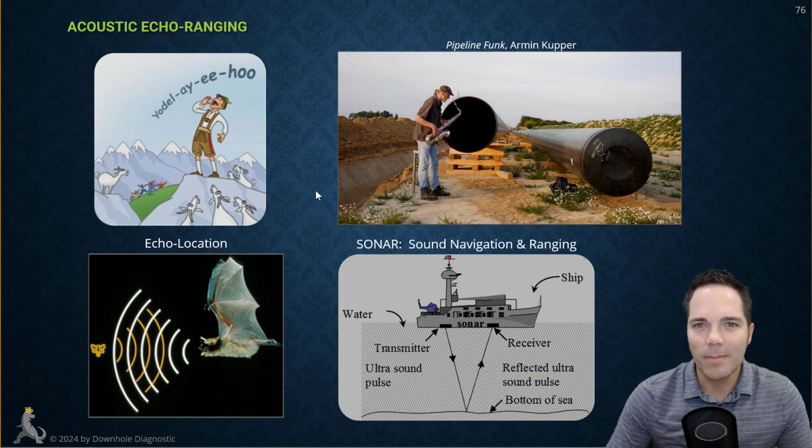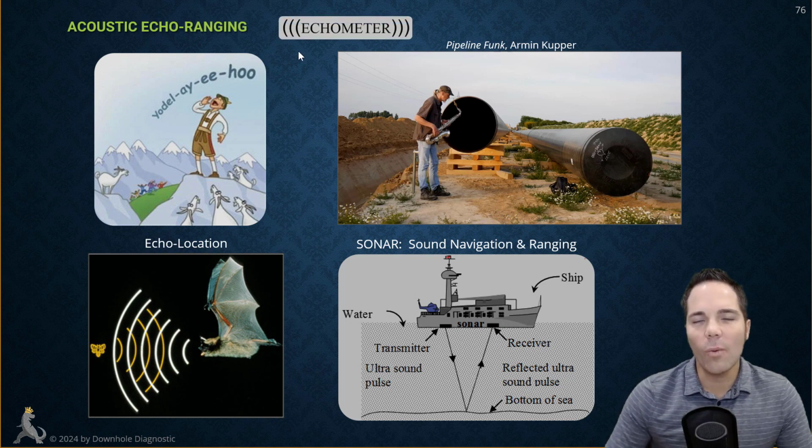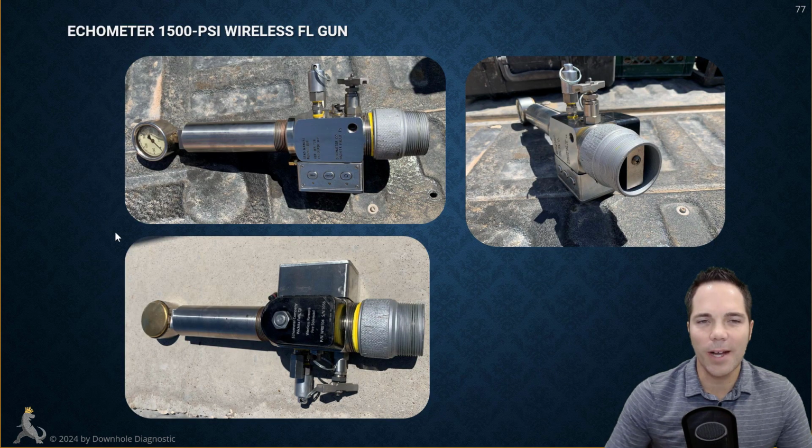A little too much, right? Okay, anyways, this is the same principle that we're using for a fluid level shot. Quite straightforward. So have you ever thought about why Echometer picked the name Echometer? Think about it. Echometer. Distance using echoes. That's exactly right. So this is the 1500 PSI wireless fluid level gun from Echometer.